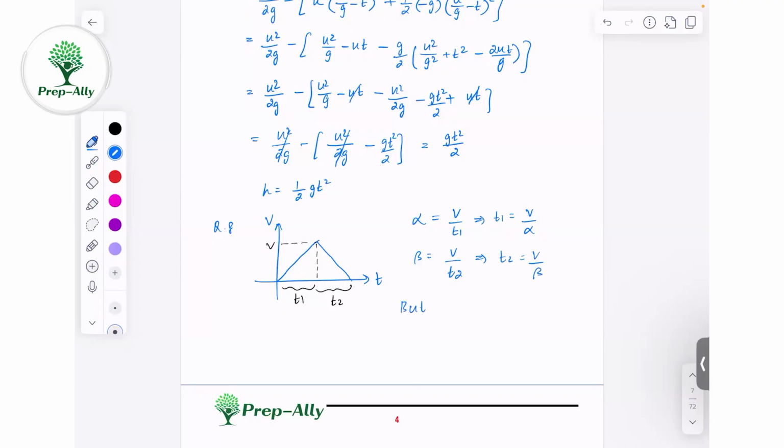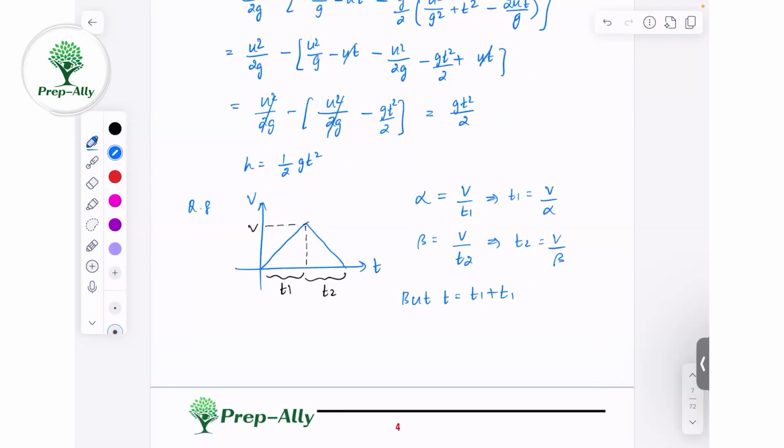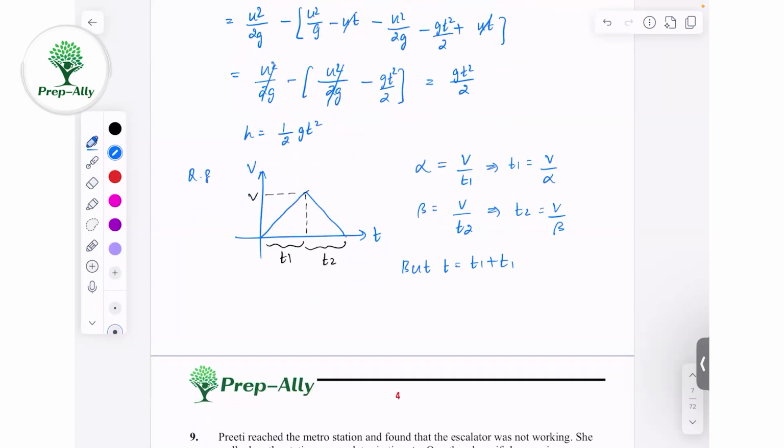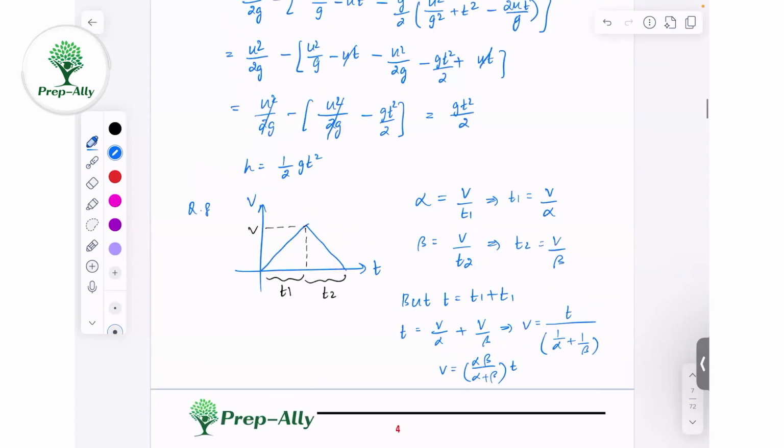But then the total time given is t, and that is nothing but the sum of t1 plus t2. So we get t is equal to v by alpha plus v by beta. That is, v is equal to t by (1 by alpha plus 1 by beta). So if we calculate this, it's going to be alpha beta by (alpha plus beta) into t. That gives us the value of maximum velocity. Hence, this will be our option.